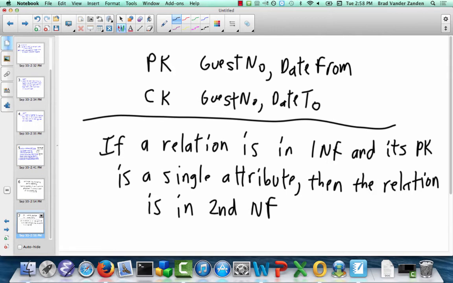A huge hint for both the homework and the exam: whenever I ask a normalization question and ask what the primary key is, you can be 100% guaranteed that it's not a single attribute, because I'm not going to give you a question where it's already in second normal form. It defeats the purpose. So if you can only come up with a single attribute for your primary key, hunt a little harder. Okay?